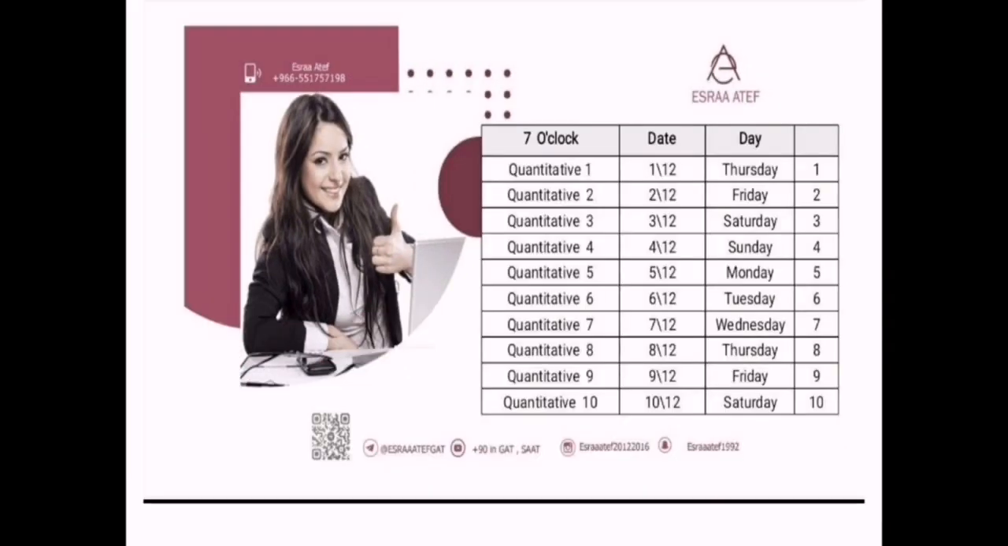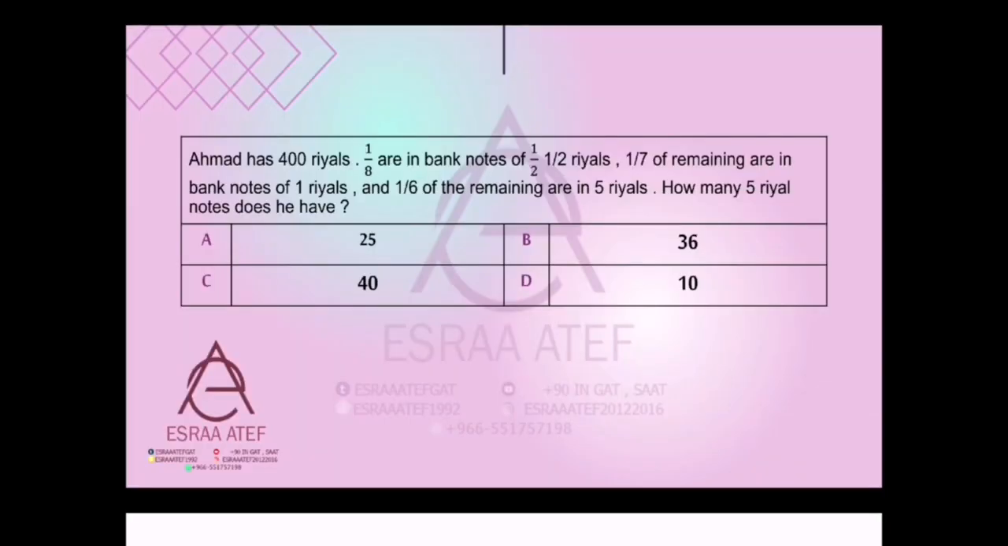Okay, let's start. Here we have Ahmed has 400 riyals. 1 over 8 of them are half riyals, and 1 over 7 of them are 1 riyals, and 1 over 6 of them are 5 riyals. How many 5 riyal notes does he have in all?